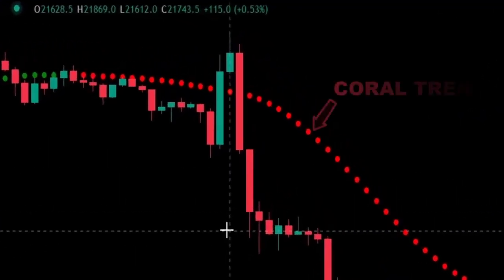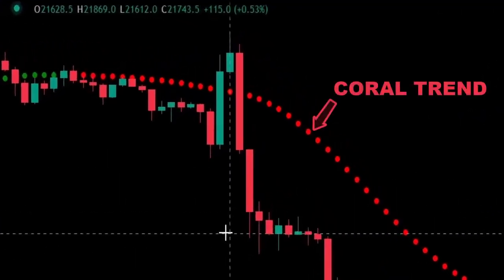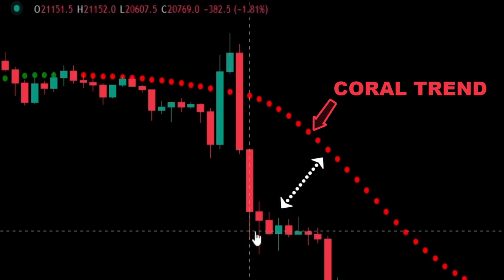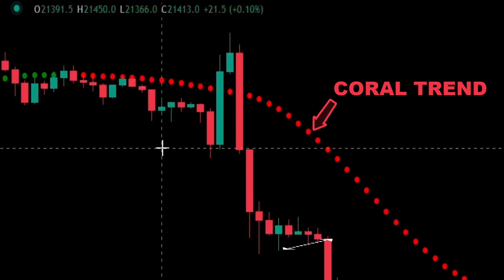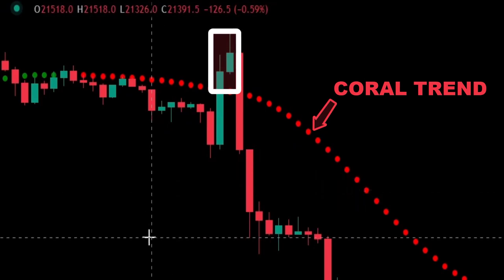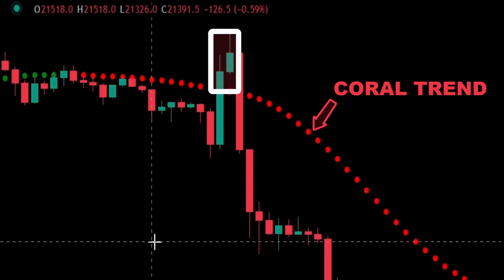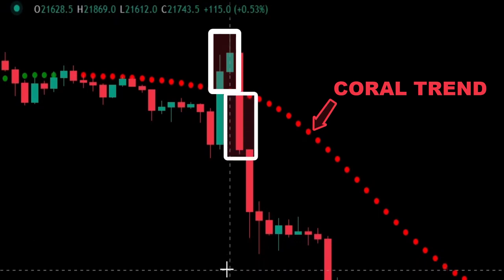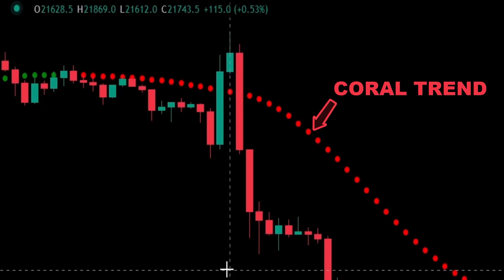First, we need to have the dots of the Coral Trend Indicator colored in red. Second, the price action must be moving below them, like it's doing here. Third, we need to have a valid pullback where the price crosses and closes above the dots, and then crosses back down. Remember, at least one candlestick must be fully closed above the dots before the pullback. Also, the coral trend must stay red all the time.